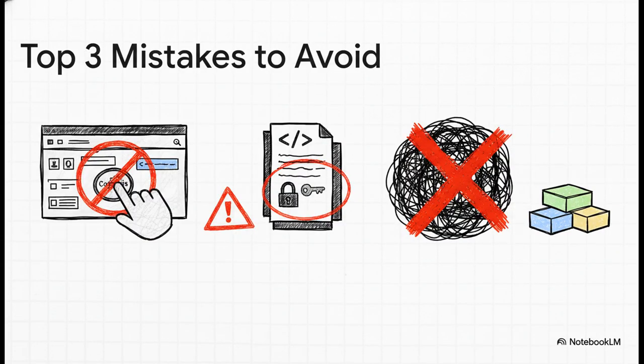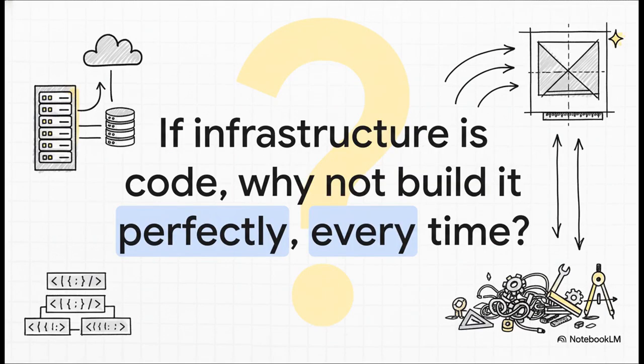And on the flip side, here are the big traps to avoid. The number one sin of IaC is making manual changes in the Cloud Console after you've deployed your code. It just creates that configuration drift all over again and completely defeats the purpose. Also, please, never ever hard-code passwords or API keys in your code. And finally, don't write giant monolithic configuration files. Break your code down into smaller, reusable modules. You'll thank yourself later.